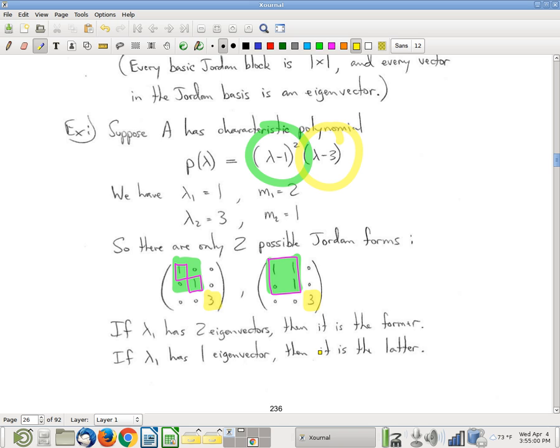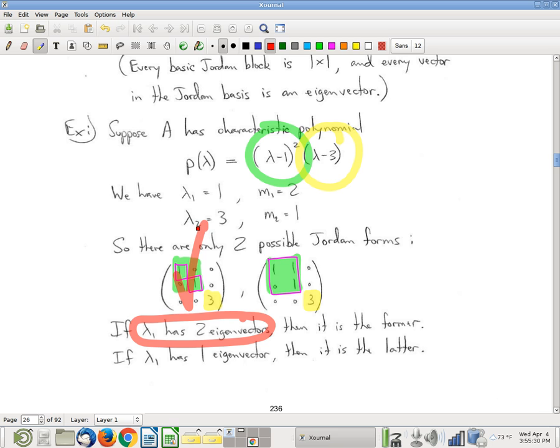Now, okay, how do I tell one or the other? Well, think about the eigenvectors. There's a couple different possibilities. One possibility is, suppose I find two eigenvectors for the first eigenvalue. Well, two eigenvectors would mean I would need two basic Jordan blocks inside of that eigenvalue block corresponding to that eigenvalue. If you find two of them, you got two blocks. That means that's not right. Ergo, it's got to be this one.